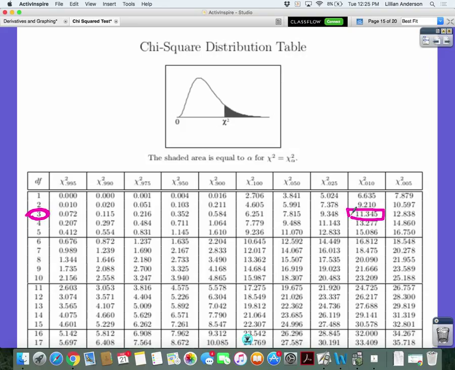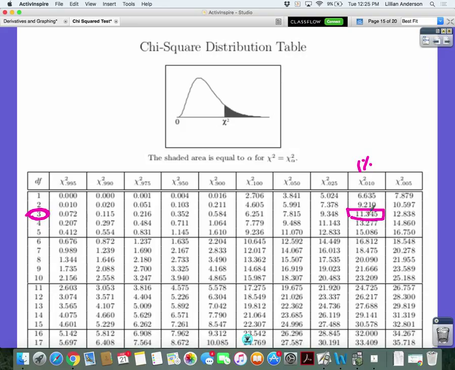This would be our critical value. Does everybody see how I got that? No. You go along the row where the degree of freedom was 3. You go along the row, and then you go to the significance level of 1%, and you go down and you see where they intersect. And that would be your critical value.